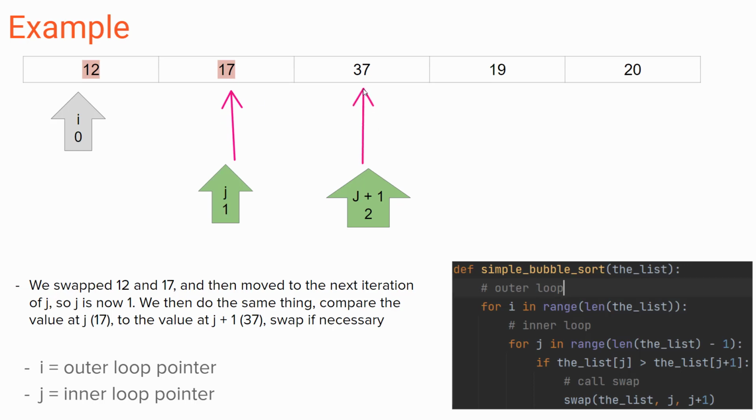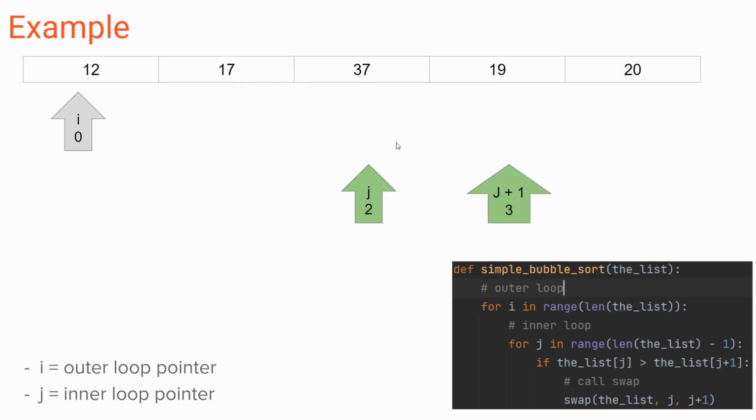Okay, so now I'm going to say, hey, is 17 greater than 37? No, it's not. I don't need to perform any swaps. Okay, so that's what the next slide is. I didn't perform any swaps, so now I, again, got to the bottom of my list, incremented J from 1 to 2, and remember I is still 0 because I haven't completed this entire inner loop yet. Or, yeah, I haven't completed all elements of the inner loop yet.